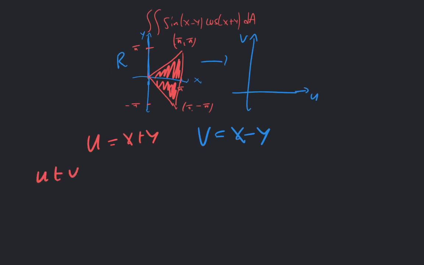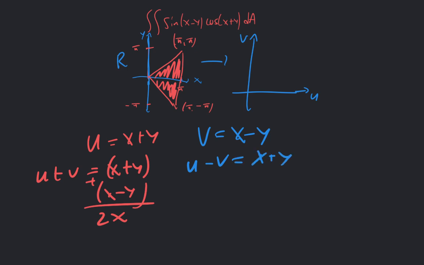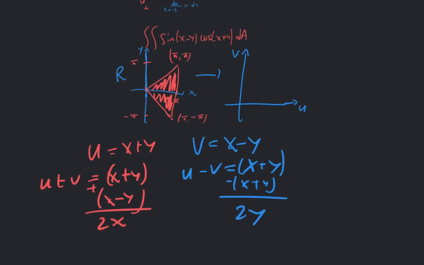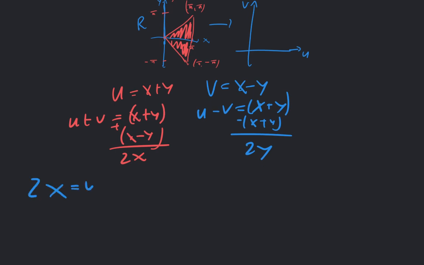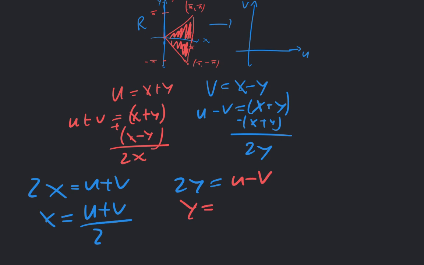So u plus v is equal to x plus y plus x minus y, which is 2x. u minus v is x plus y minus x plus y, and that's going to be 2y. And that is almost sufficient. 2x is equal to u plus v. x is u plus v over 2. 2y is u minus v. y is u minus v over 2.